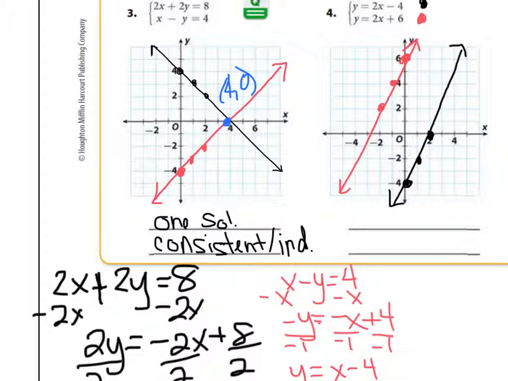So these have no solution since they're parallel. And no solution only has one way to classify it, which is inconsistent. So that's how you deal with special solutions. You start them the same way. It's just a matter of what the graph ends up looking like.